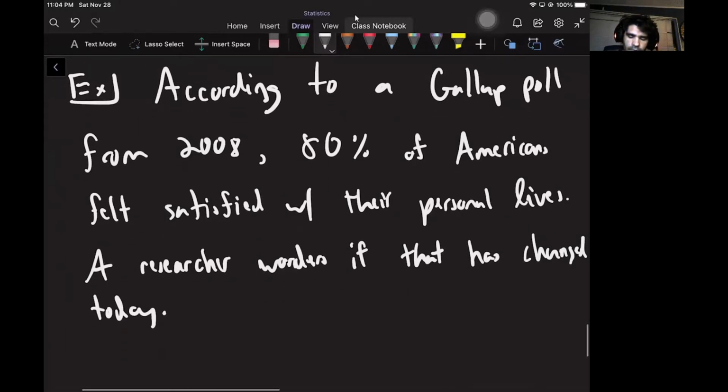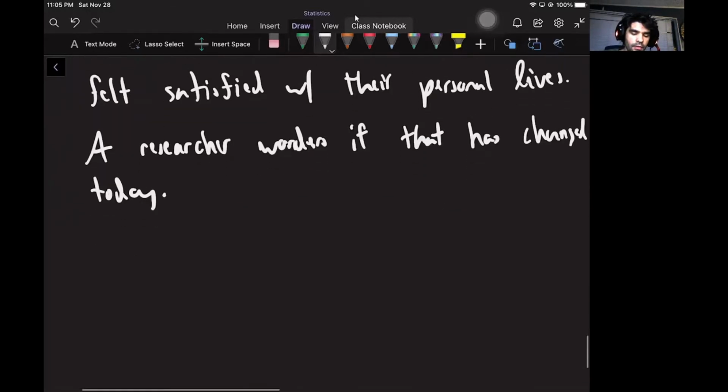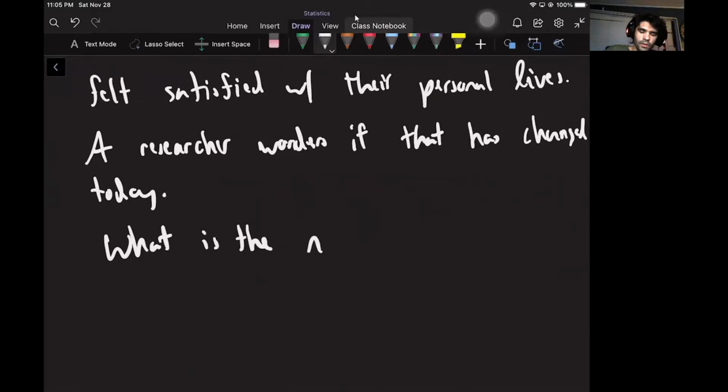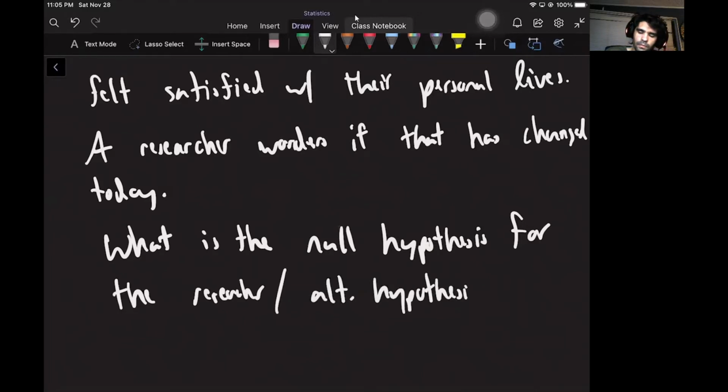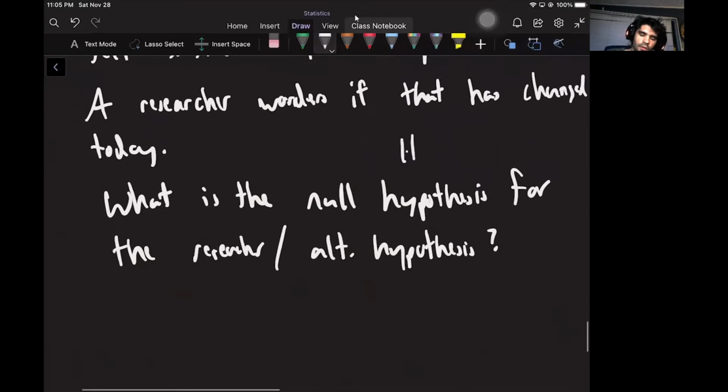So this gives us a situation in which we can write down a null hypothesis for this researcher and an alternative hypothesis for this researcher. So that's all we're going to answer. What is the null hypothesis for the researcher? And what's the alternative hypothesis? AKA, what is H0 in this situation and what's H1?